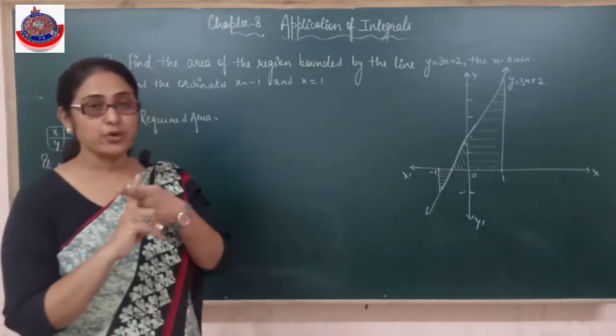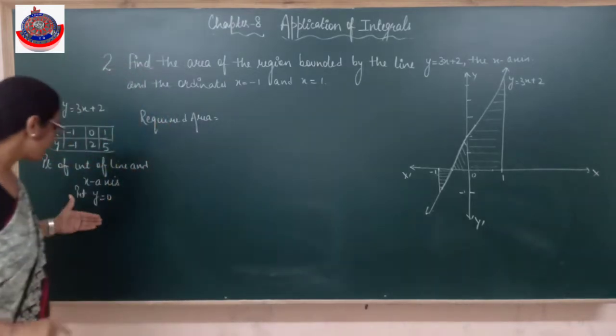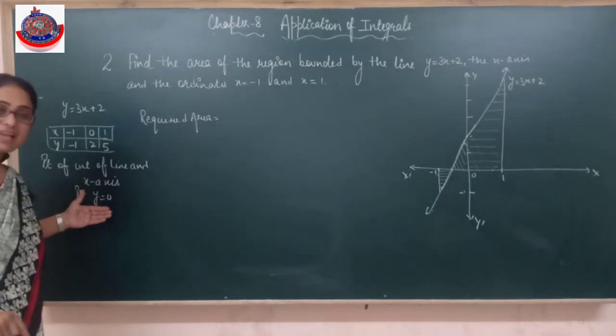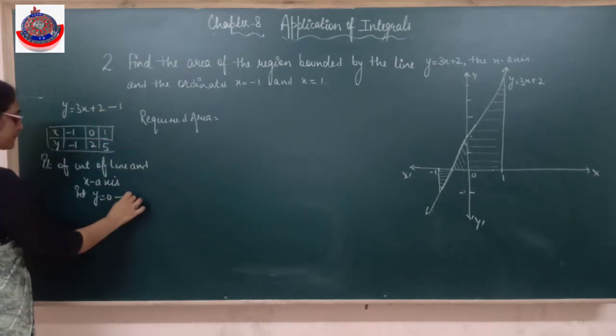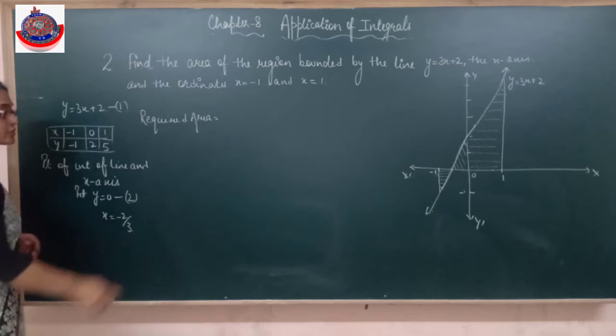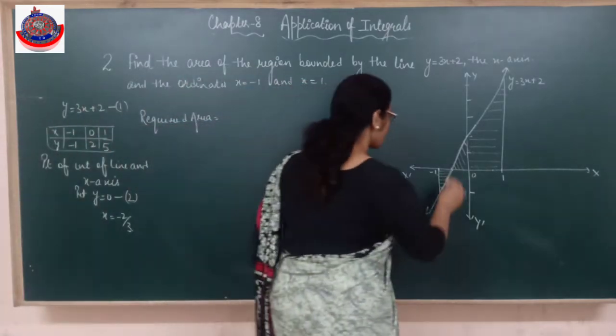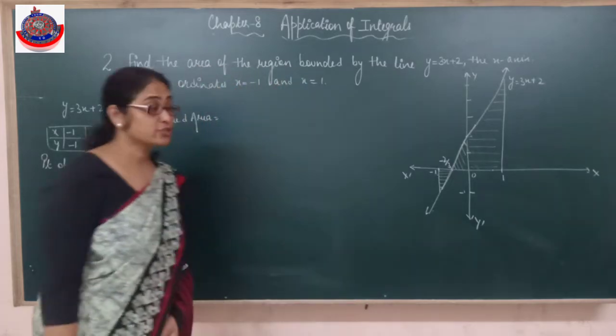Whenever we have to find a point of intersection, I need to solve those two equations. The equation of the x-axis is y equals 0, and this is the equation of the line, so I need to solve these two. If I put y as 0 here, I'll get x equals minus 2 by 3. So this point is minus 2 by 3.